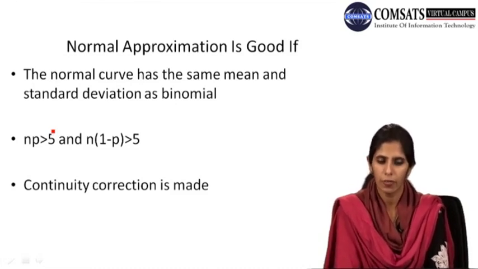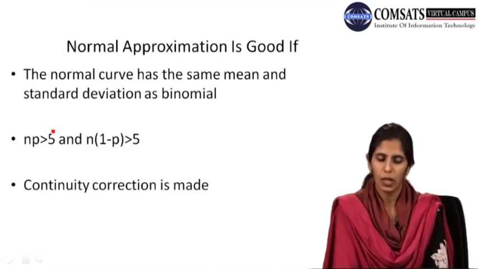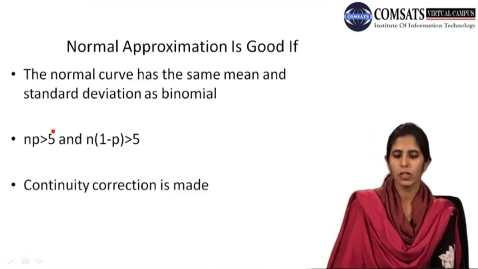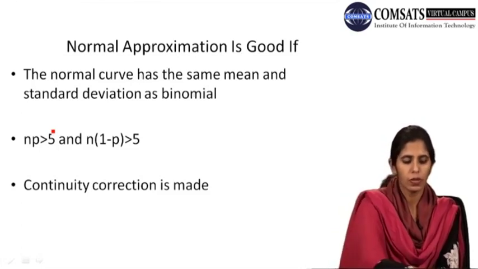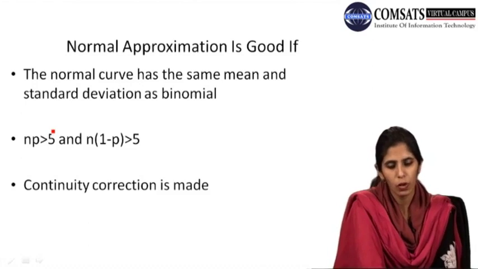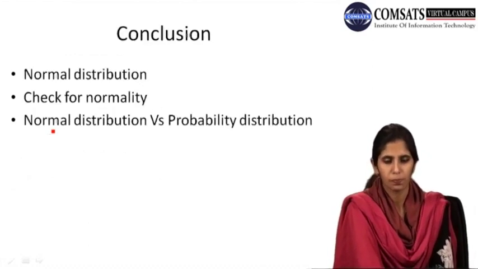Therefore np is greater than 5 and npq is also greater than 5. Secondly, the continuity correction is made, meaning whenever we are running the normal approximation to binomial, it will be good if a continuity correction is made.